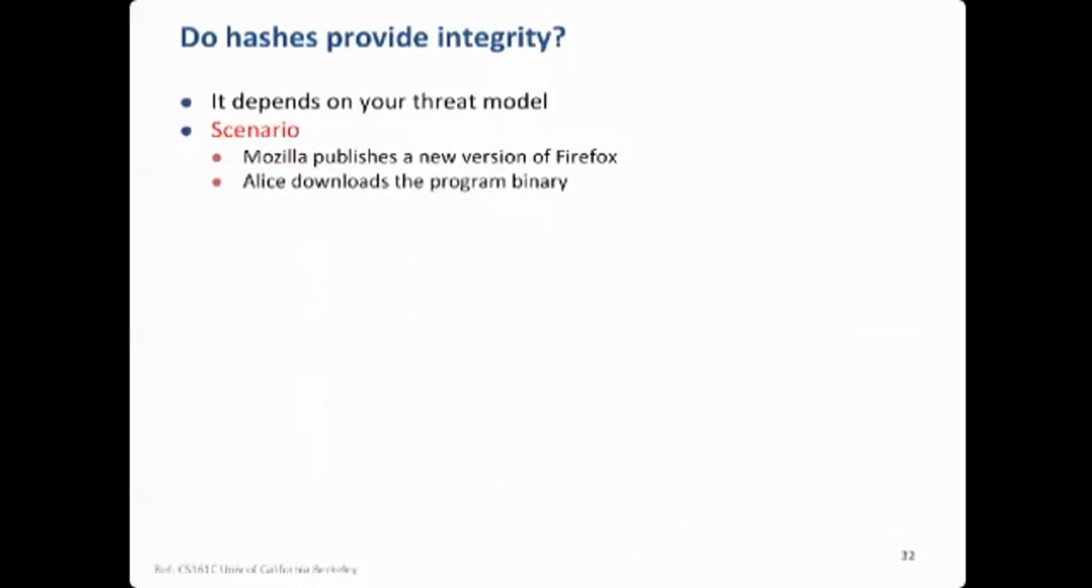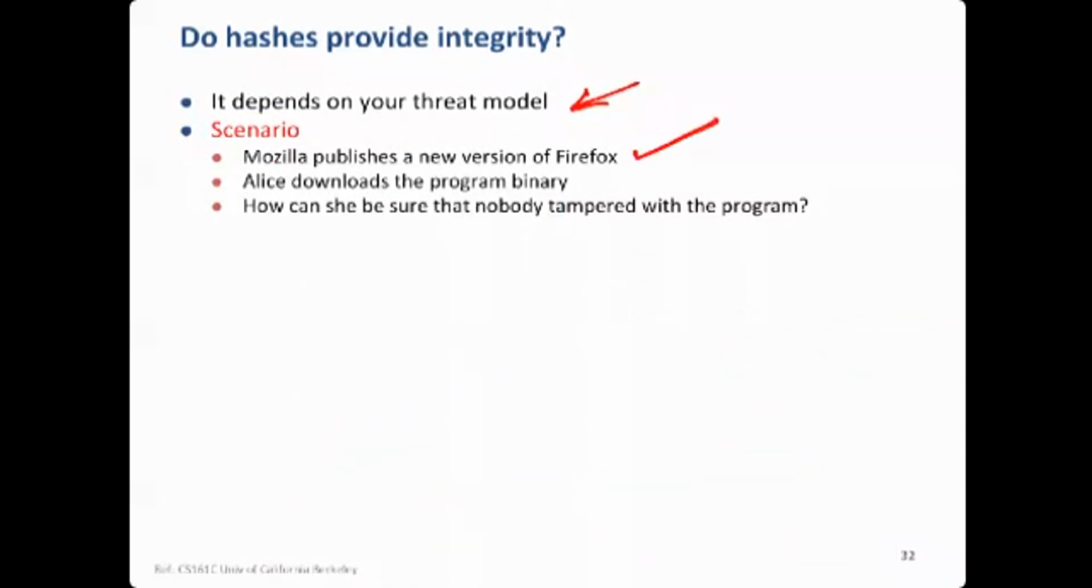So it depends on your threat model, whether it can give integrity or not. For example, Mozilla publishes a new version of Firefox and it generates a binary, right? Mozilla will never give source code, it generates a binary. You download the binary. Okay, how do you know it's a genuine binary? We normally don't check it, right?